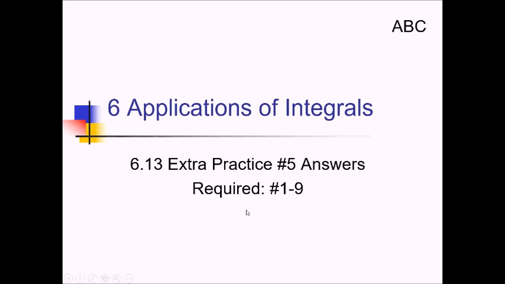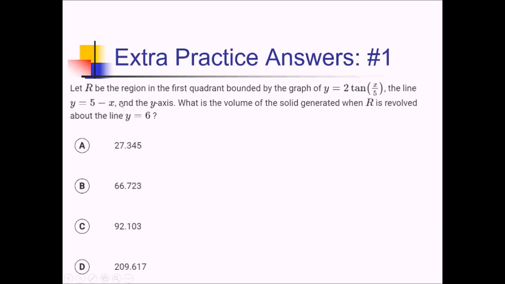For this problem, they're telling us R is the region in the first quadrant bounded by the graph of 2 tan of x over 5, 5 minus x, and the y-axis. They want the volume of the solid generated by revolving this region around the line y equals 6. This is a grapher question, so let's start by graphing all this out and seeing what we're looking at.